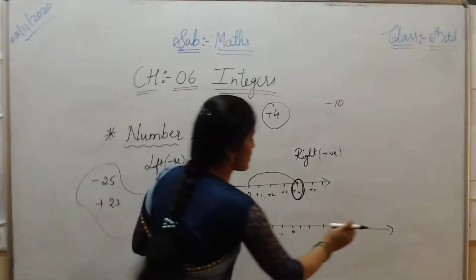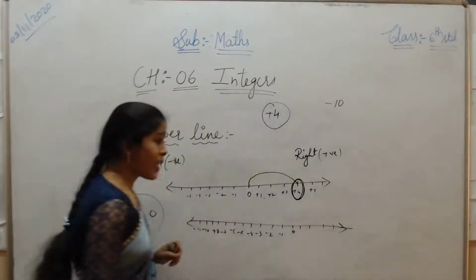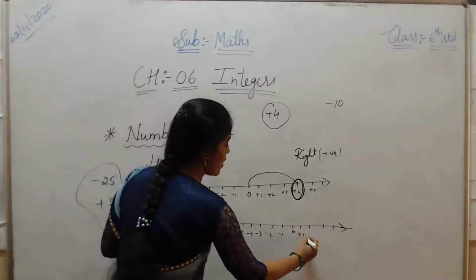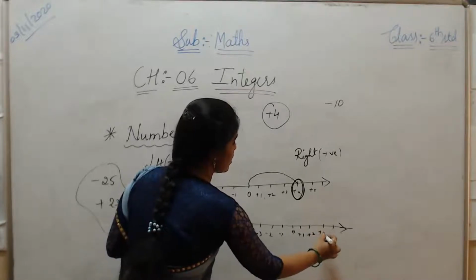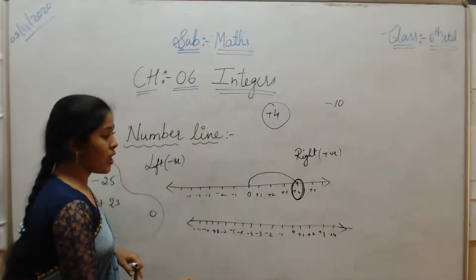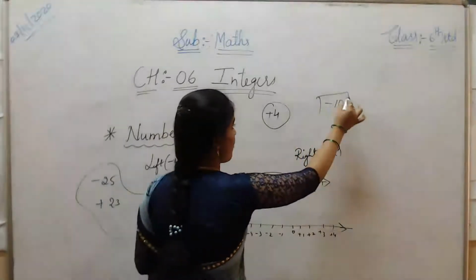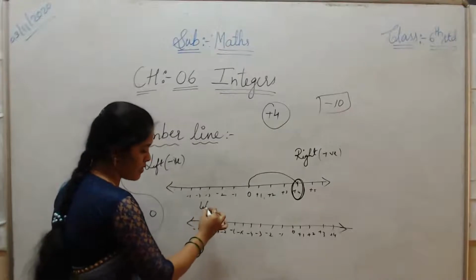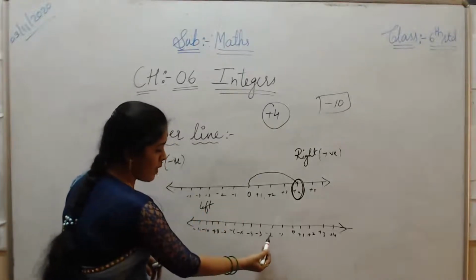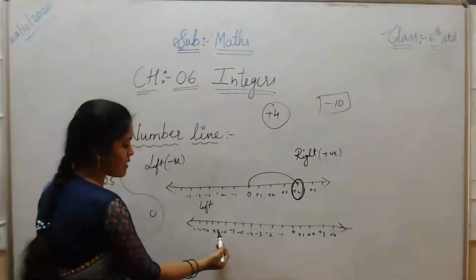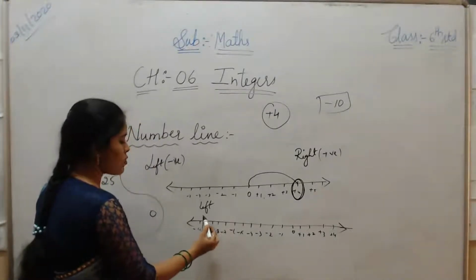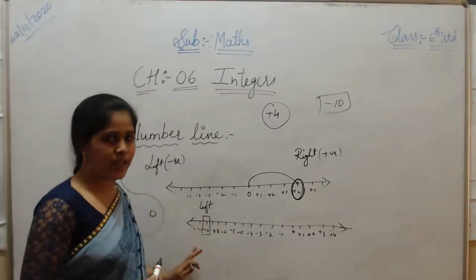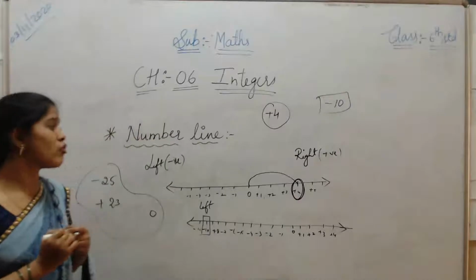We don't want to extend the line, because we want only negative 10. So we want negative numbers. We don't want positive numbers, so take any 1 up to 3 or 4. Okay, so what is our question? Minus 10. So where is minus 10? Negative numbers come on the left side. So see the left side: minus 1, minus 2, minus 3, minus 4, minus 5, minus 6, minus 7, minus 8, minus 9, and minus 10. So here there is minus 10. Negative numbers come on the left side. Okay, so I hope you understood what a number line is.